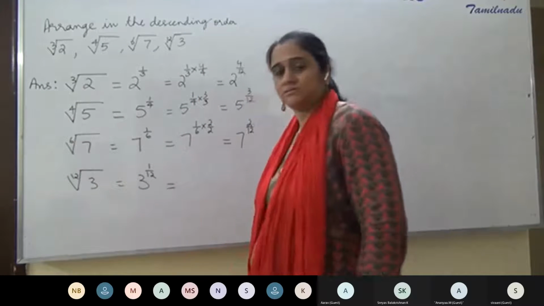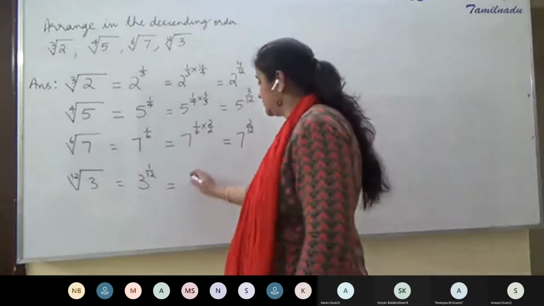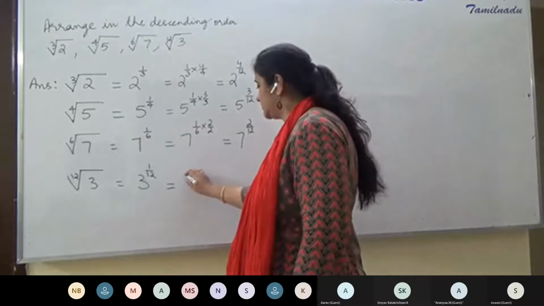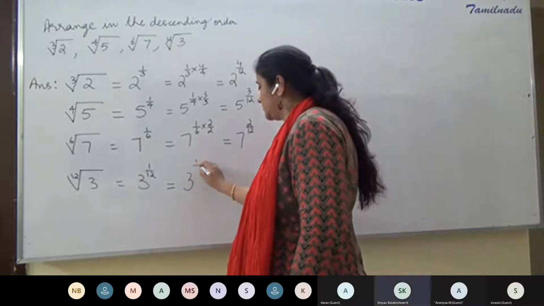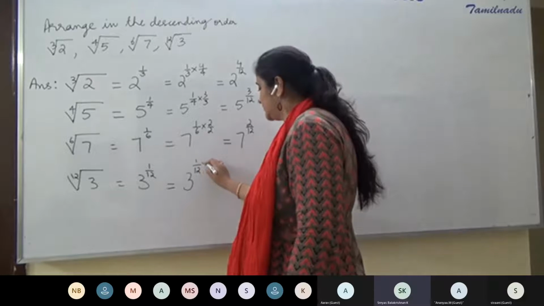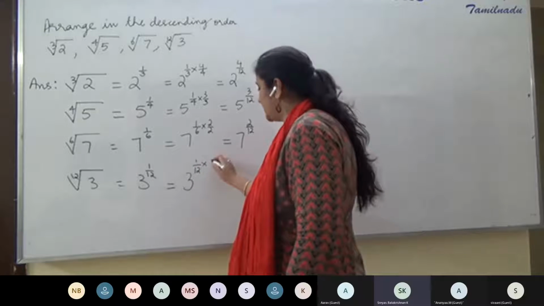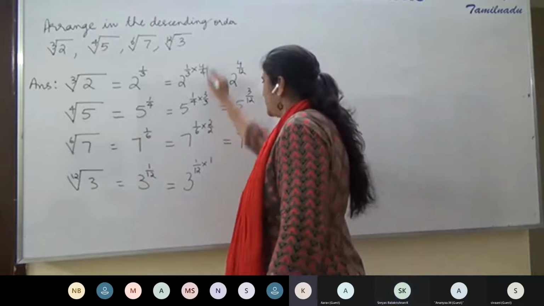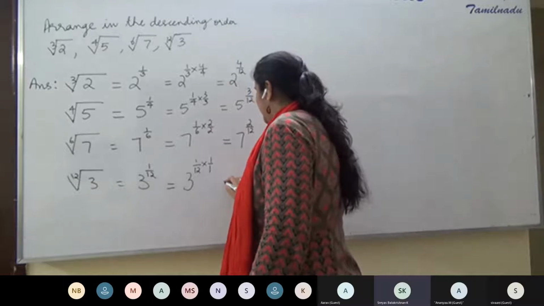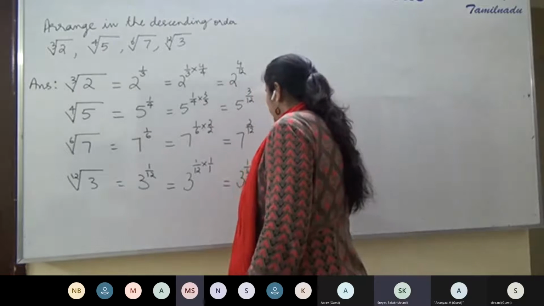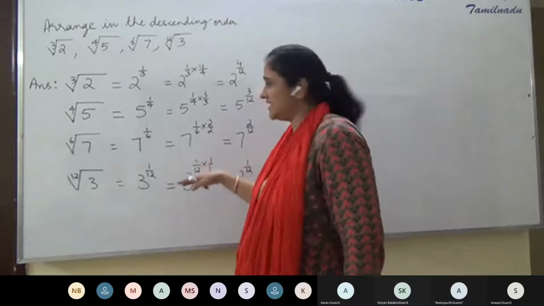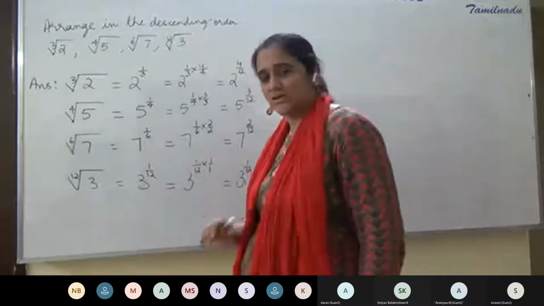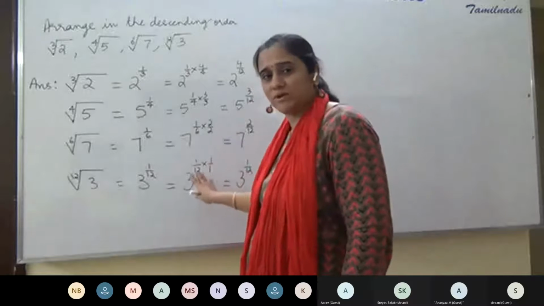And tell me here, children. 3 to the power 1 by 12. It's the same, already 1 by 12. But just to follow this, so 1 is equal to 1 to the power 1 by 12. So this is just to have a rhythm like this. That's all. You can just write 3 to the power 1 by 12 itself.